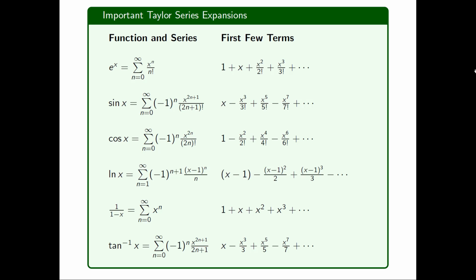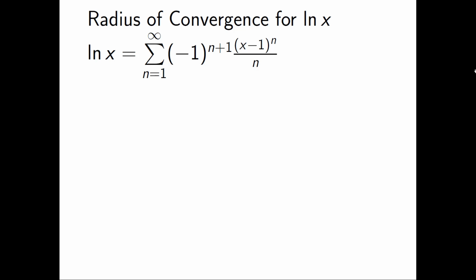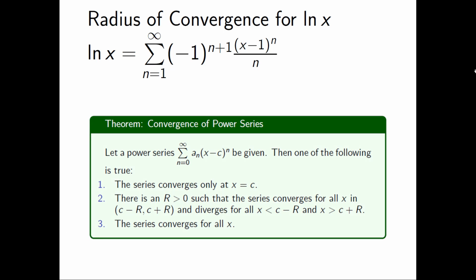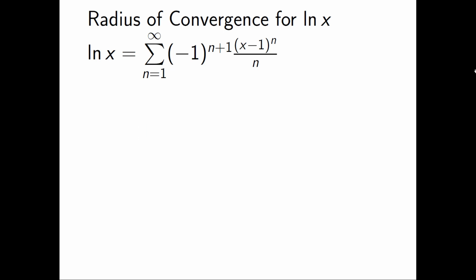We can use the ones we already know to find others that we don't, and we'll see that in a second. Now, one more thing about these series. We saw when we did power series that the power series converge for certain values of x. In some cases they might converge for all x. In certain cases they might just converge for some finite range. And in certain cases, they only converge at a specific value.